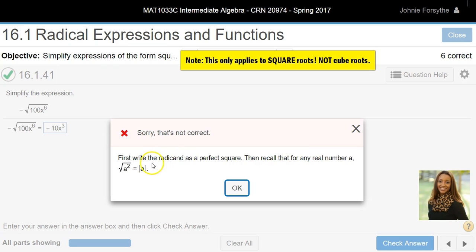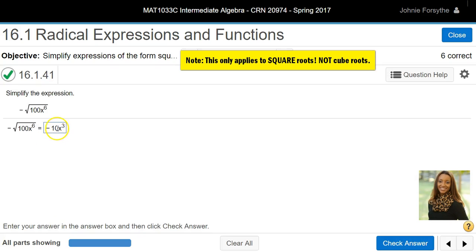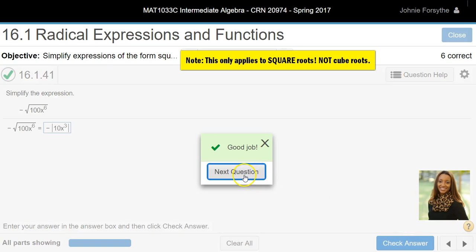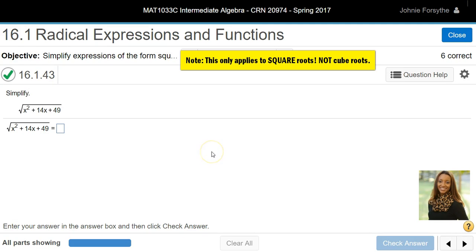But it does give you a reminder. So then recall that any real number a, the square root of a squared equals the absolute value of a. So we're going to put that 10x to the 3rd in absolute value. And now we're okay. So I just wanted to kind of show you that because if you're working these out on your own and it's telling you that it's wrong and you can get frustrated, and I know that's frustrating. So I wanted to show you some examples.